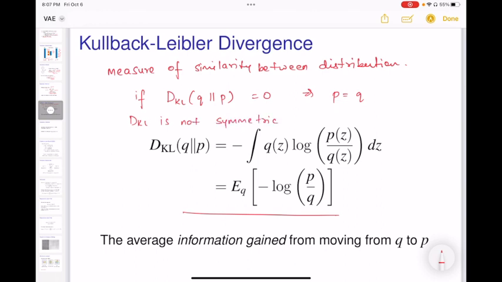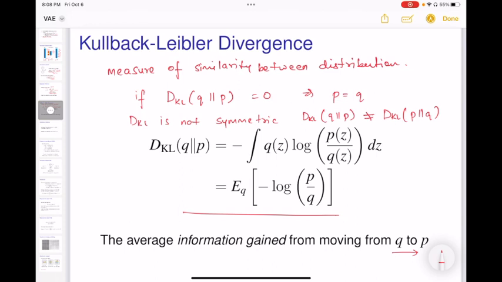And this means that the KL divergence between Q and P is not necessarily equal to the KL divergence between P and Q, right? So this is not a symmetric measure. This can also be understood as the information gained from moving from Q to P. So if you have a distribution Q and you move to a new distribution P, the amount of information that is gained to bring about a change and a transformation in these distributions is what the Kullback-Leibler divergence is trying to measure.